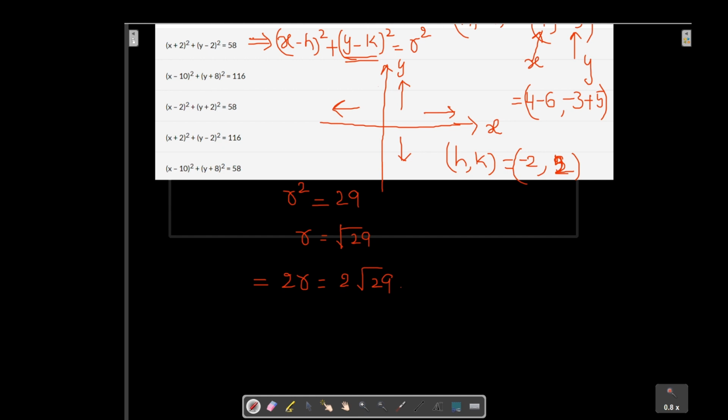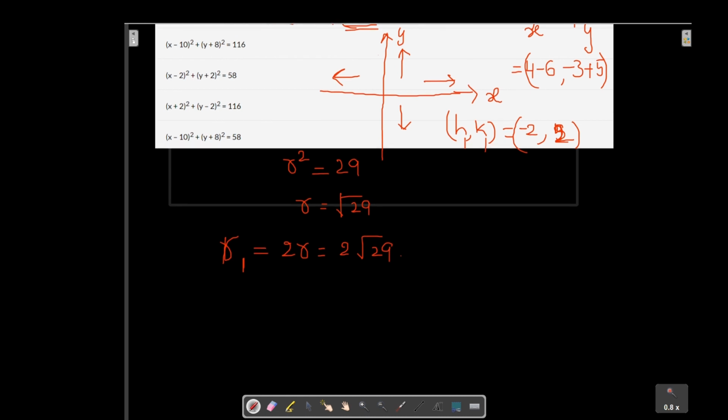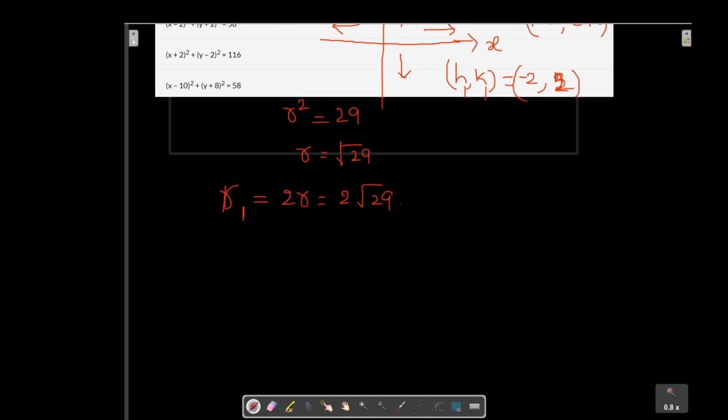Let's indicate this as capital R. Let's indicate this as R1. Let's indicate our transformed units as H1 and K1 and R1. Now let's write the equation of the circle with this center and the radius.